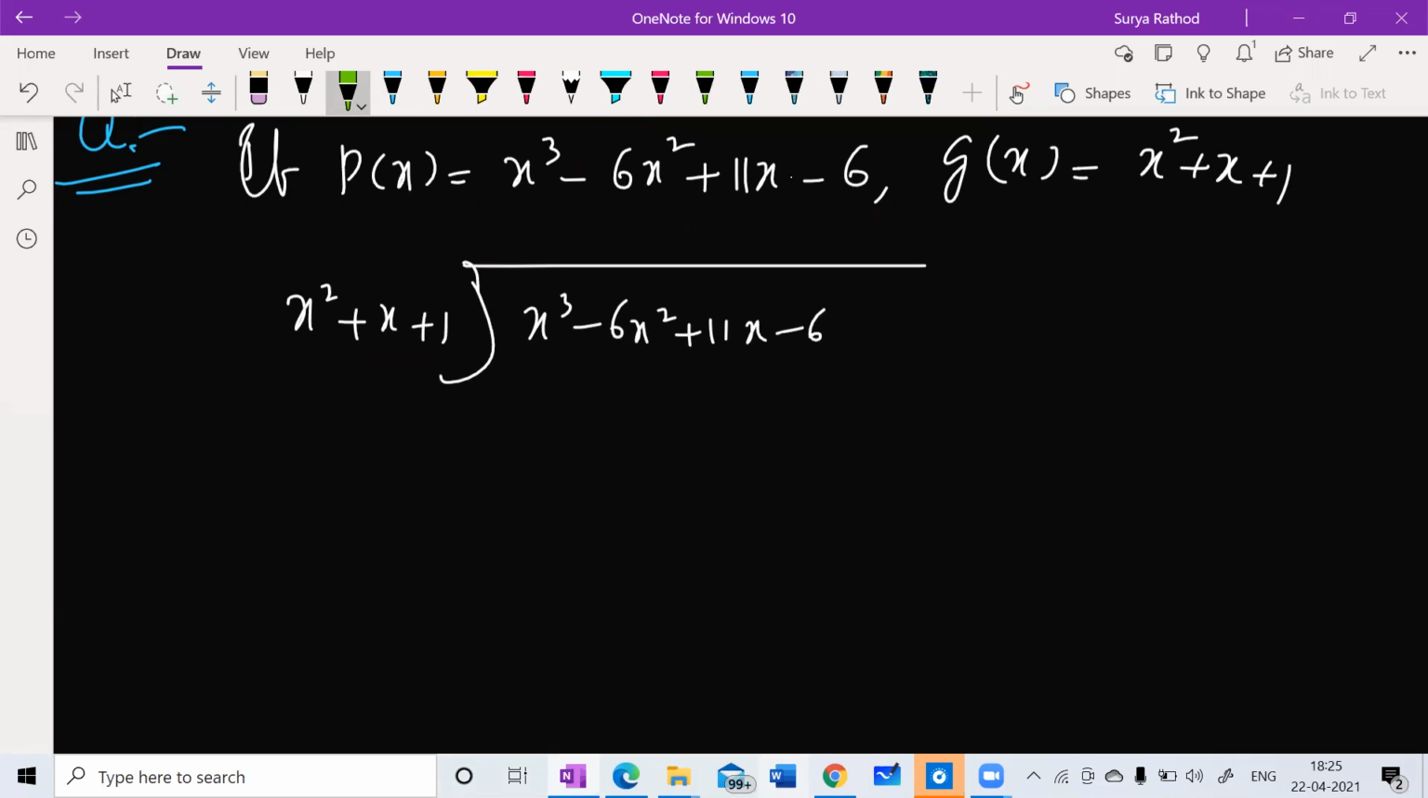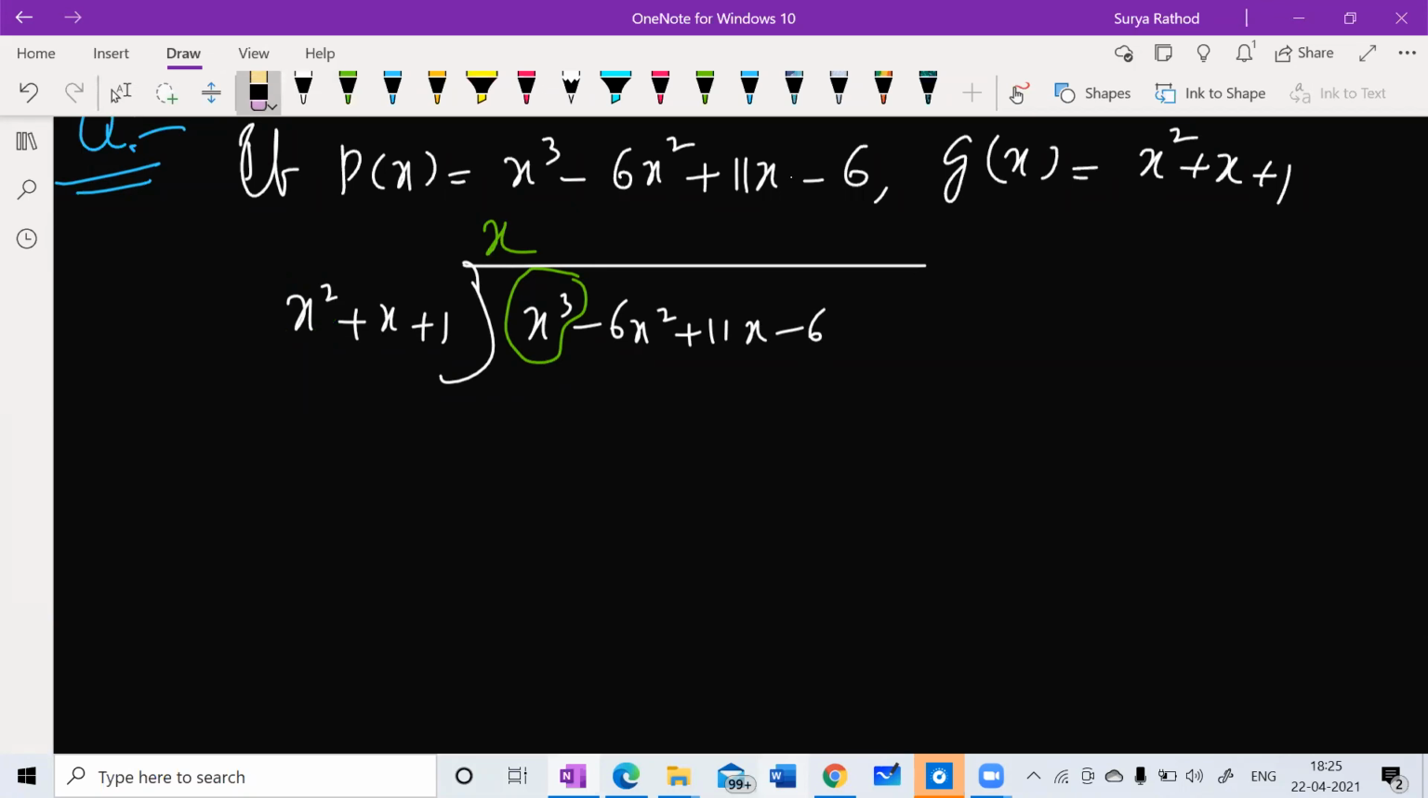Let me teach. See here, what is the first term here? You have to look at the first term of the divisor and the first term of the dividend. What is my first term? For getting x cube, with what term am I supposed to multiply? With x, isn't it?